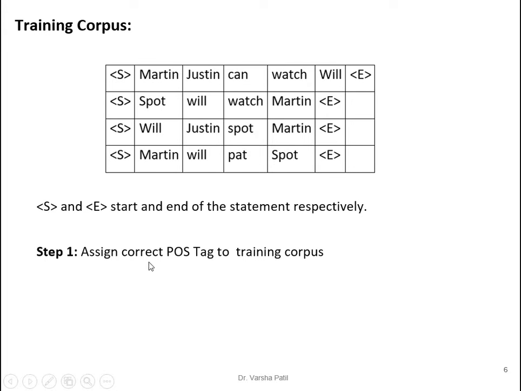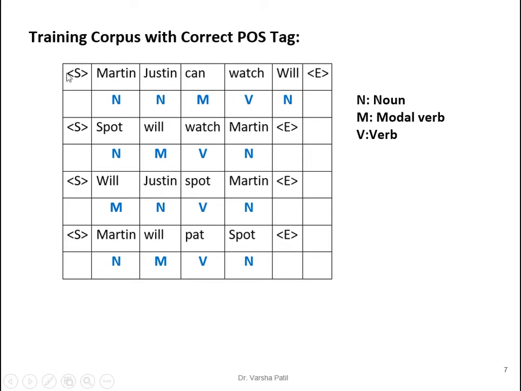The first step is to assign the correct part of speech tag to the training corpus. This is our training corpus, which is our training data, so it should have proper part of speech tags. The first task is to assign the correct part of speech tags so that we can test afterwards. Now this is the training corpus with correct tags, and for simplicity we are not going into proper noun or adjective. This corpus contains only 3 part of speech tags, and we go to a very coarse level.